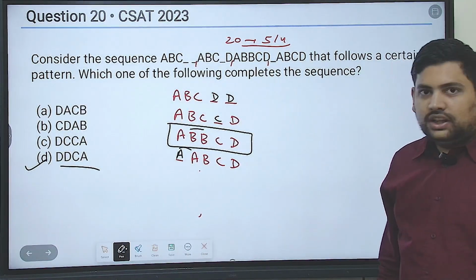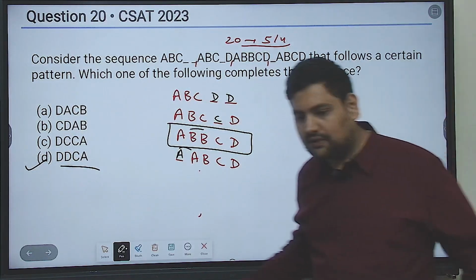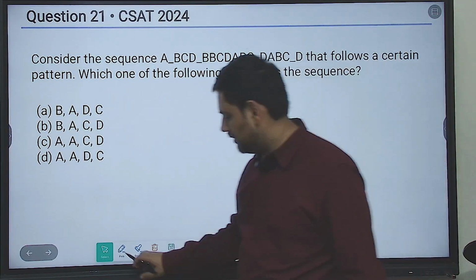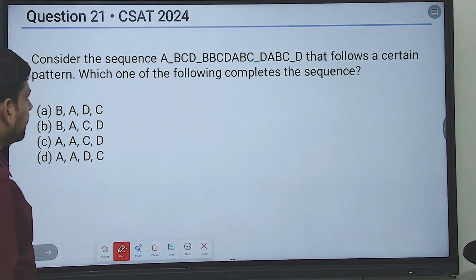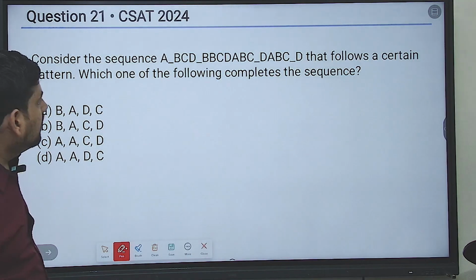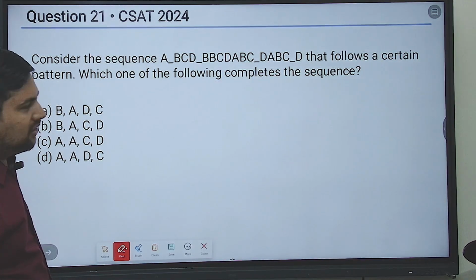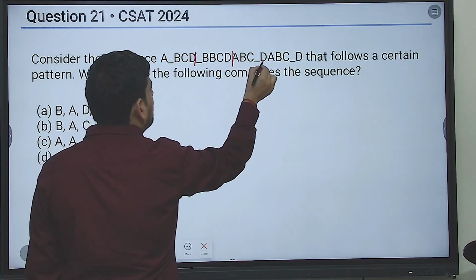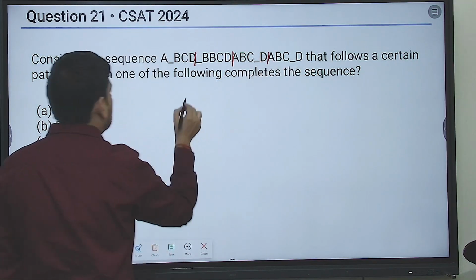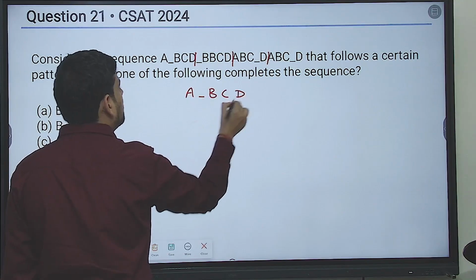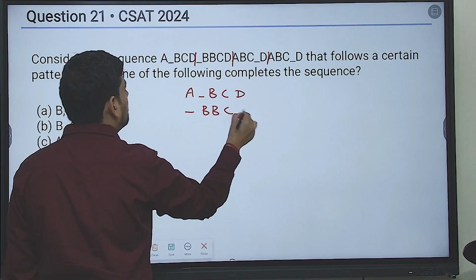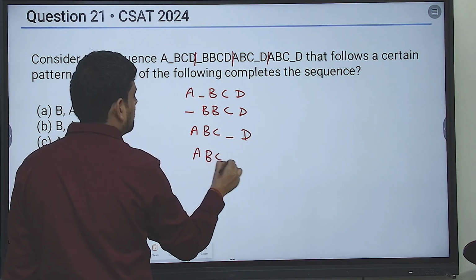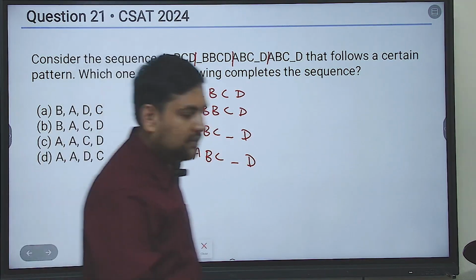Understood? Simple. Just follow that flow chart. Then next, let's try this. So A dash BCD dash BBCD, all that. Okay, let's count the number of letters. So 1 2 3 4 5, then 1 2 3 4 5, then 1 2 3 4 5, then 1 2 3 4 5. Let's write them. So A dash B C D dash B B C D, then A B C dash D, then A B C dash D. Now, what might be the pattern?